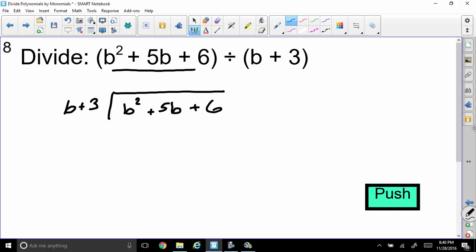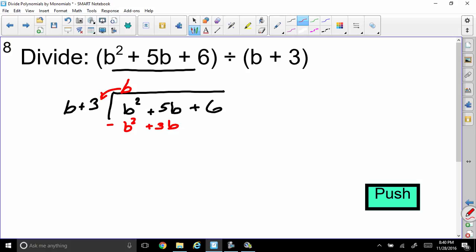Now I'm going to start my division. I'm going to first see, what does b divide into b squared? B divided into b squared gives me b, because b times b equals b squared. So let me write that down there. But this is a binomial. I have to not only multiply b times b to give me b squared, I also have to multiply b times this positive 3. b times positive 3 is positive 3b.